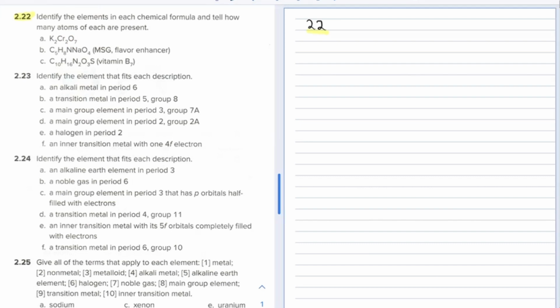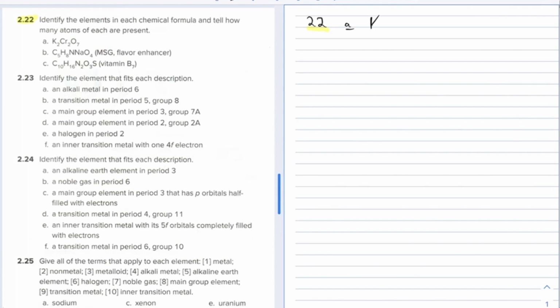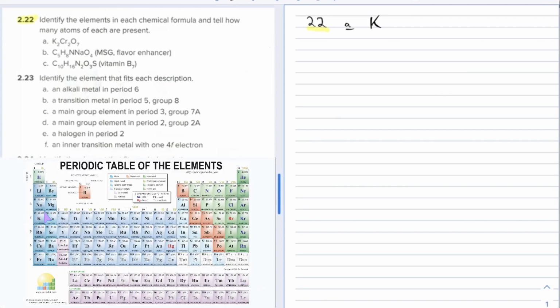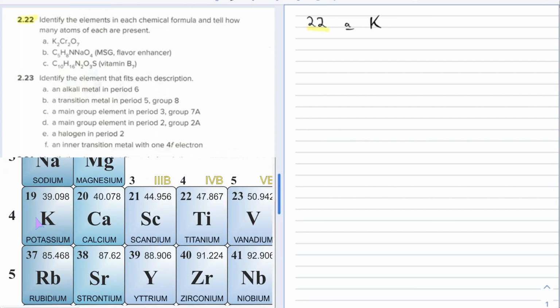So we have A. K, you probably know this, is potassium. And you can look on the periodic table and locate potassium. It's over here. It's one of the alkali metals in the first column, element number 19. Okay, so that's potassium. And you got two of them. Okay, so 2 atoms.